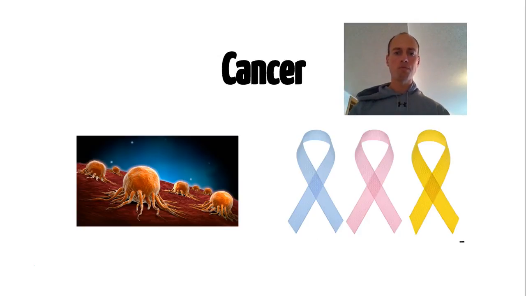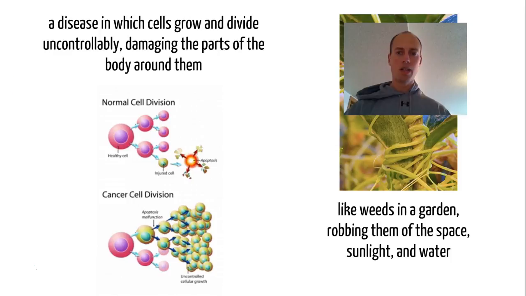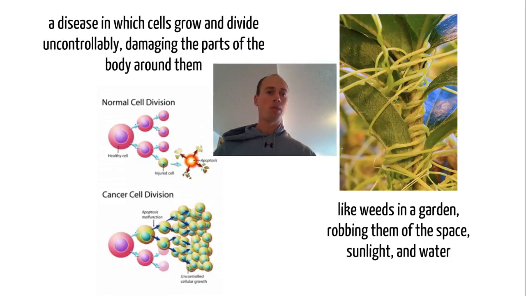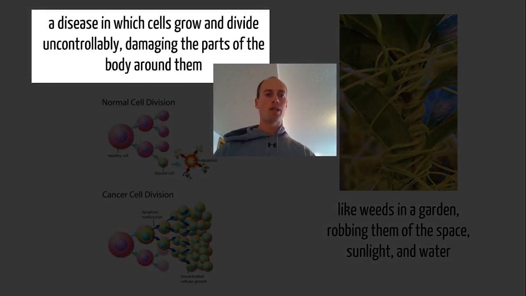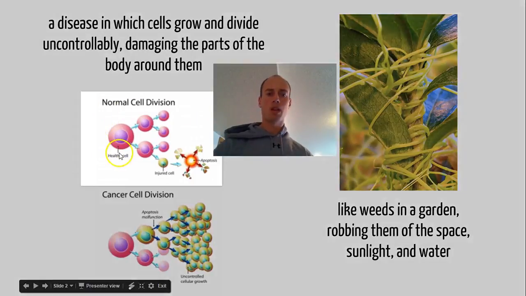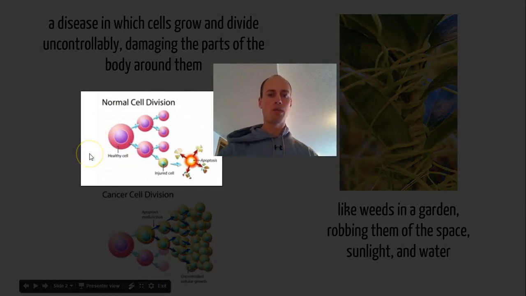It's actually an umbrella of diseases. And if you want to define it, there's a lot of different kinds that you've probably heard of. But as a general definition, cancer is a disease in which cells grow and divide uncontrollably, damaging the parts of the body around them. And that's a pretty fit definition of cancer. Here's a pretty good image that I think might explain things for you really well. I know it did for me.